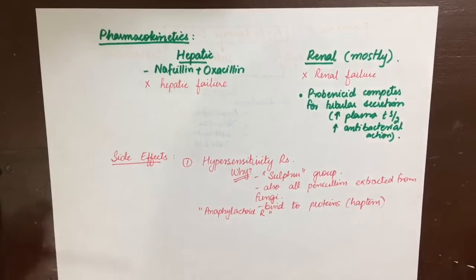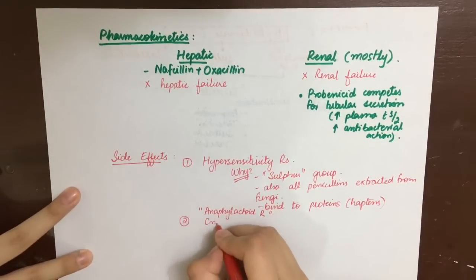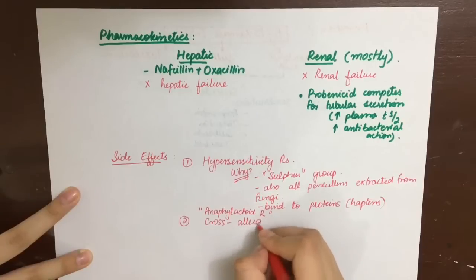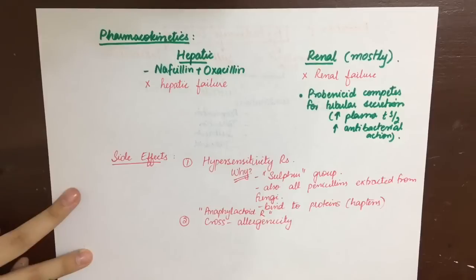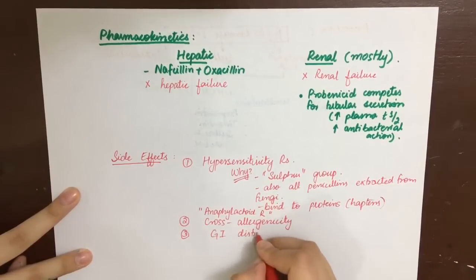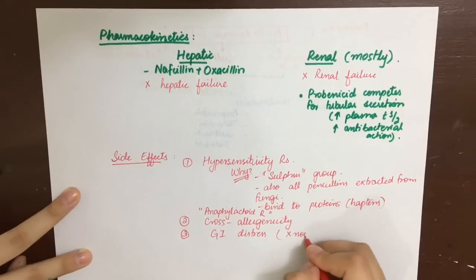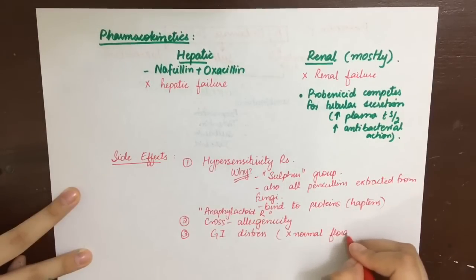Another problem with penicillins is the cross-allergenicity. That means that if a patient is allergic to one form of penicillin, then there is a very high chance of him or her being allergic to other forms of penicillin. Another side effect is the GI distress that we discussed previously due to inhibition of normal flora of the gut.